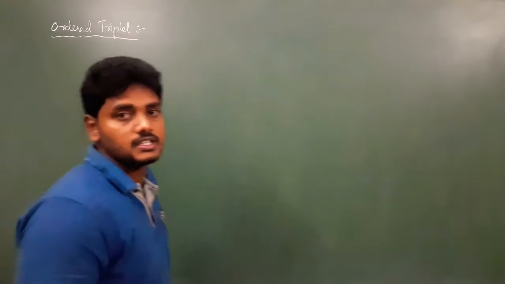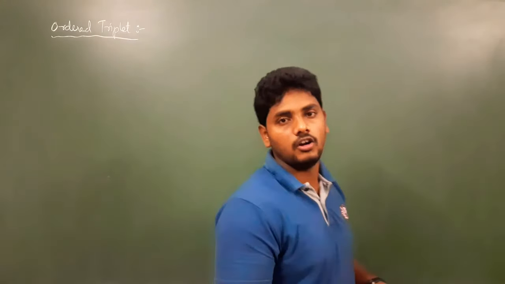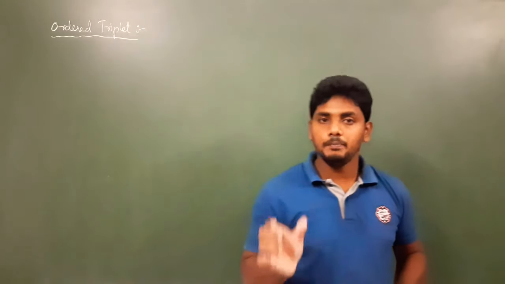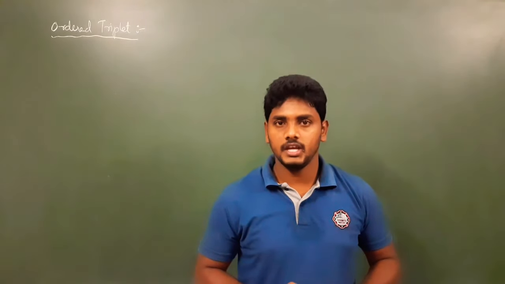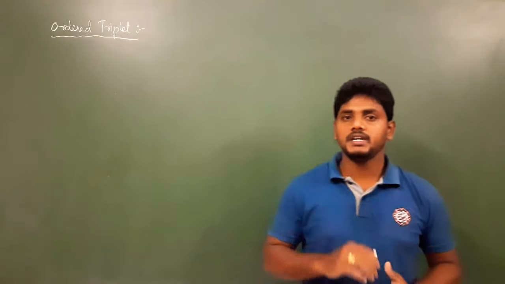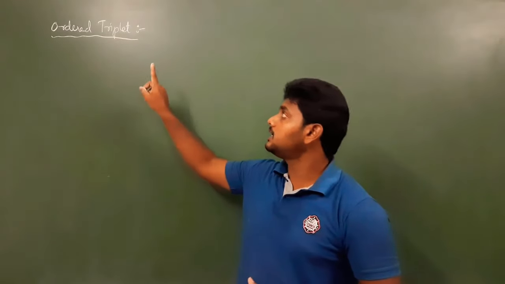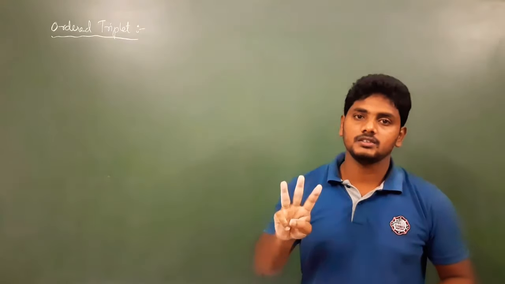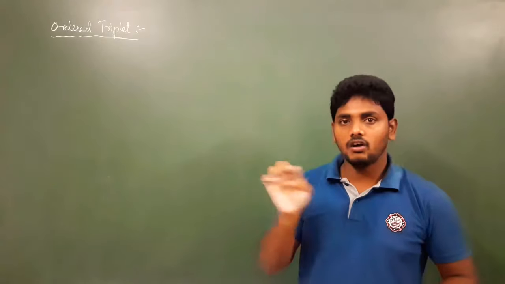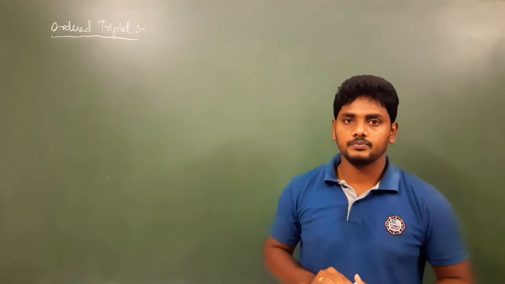Next concept is ordered triplet. You have learned ordered pair. Ordered pair means a pair of elements will be there in a particular order. Now ordered triplet. Triplet means 3. So that means in an order, 3 elements will be there, right?